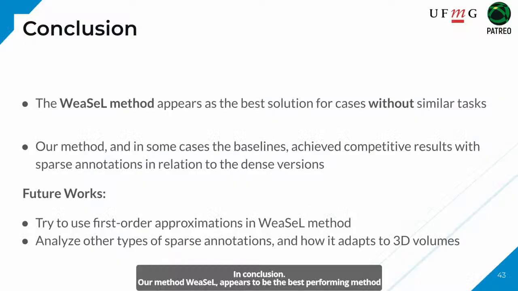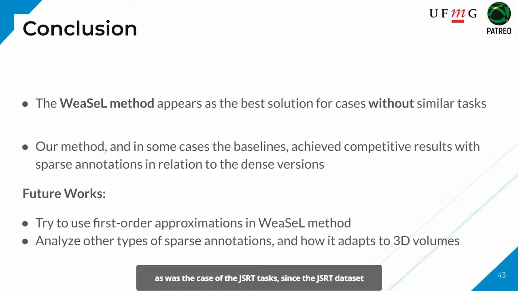In conclusion, our method WSLE appears to be the best performing method in the case where the target task is very distinct from the available segmentation tasks, as was the case of the JSRT task, since the JSRT dataset has a different distribution from the other chest X-ray datasets. As for the usability of sparse annotations, our method and even some of the baselines achieved results comparable to their dense counterparts, which implies that using suitable loss functions can work in this case.